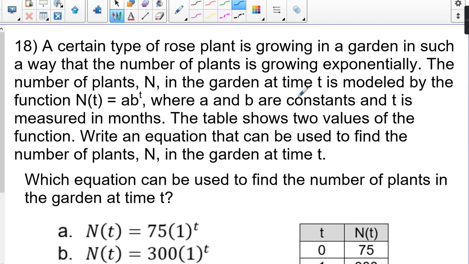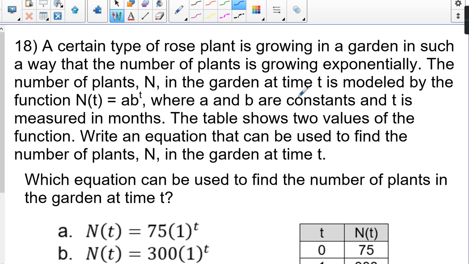A type of rose plant is growing in a garden in such a way that the number of plants is growing exponentially. The number of plants n in the garden at time t is modeled by the function n of t equals a times b to the t power, where a and b are constants and t is measured in months. The table shows two values of the function.